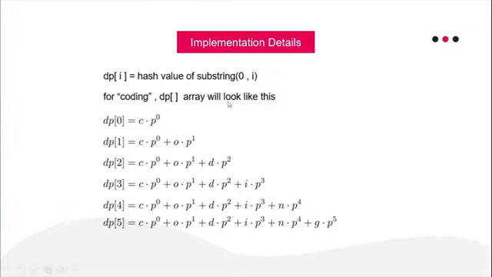What I'm going to do is have a dp array. dp of I would store the hash value of the substring from 0 to index I. So if I have the string coding, the dp array would look something like this. dp of 0 would store the value c times p raised to power 0. dp of 1 would store the hash value of the substring from 0 to 1. You see, the hash value of substring 0 to 1 is only co, and that is why in dp of 1 I am storing the hash value of co. Similarly for the rest of them.